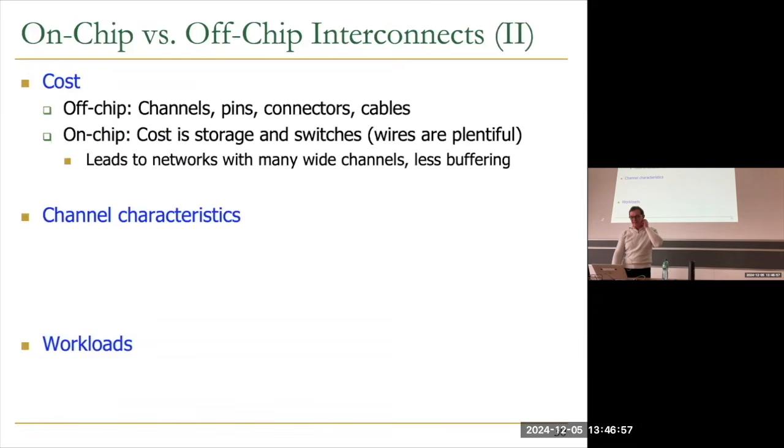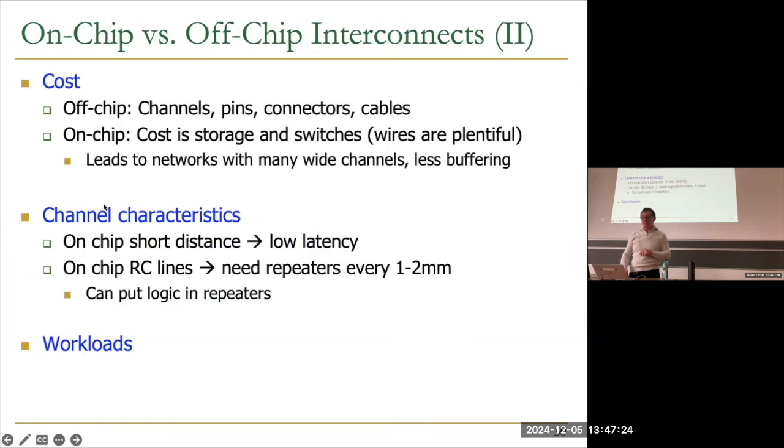So these are the key differences, essentially. There are other things that we can quickly discuss. So what is the cost? Where does cost come from off chip versus on chip? Essentially, off chip, it's channels, pins, connectors, cables. Whereas on chip, some of these are not that important because pins, for example, you don't go off chip. There are no pins, essentially. Cost is really on storage and switches. And this leads to networks with many wide channels and less buffering, but still buffering.